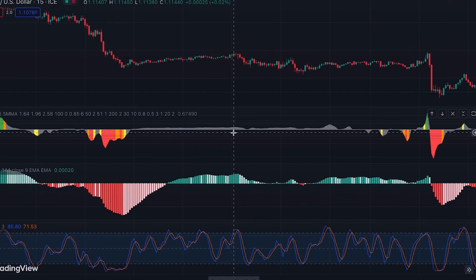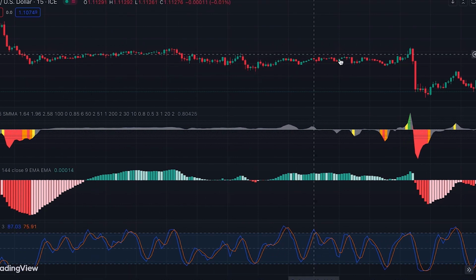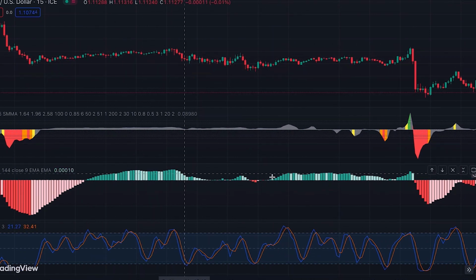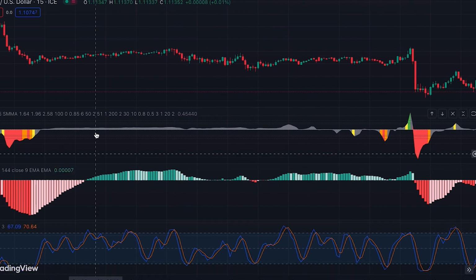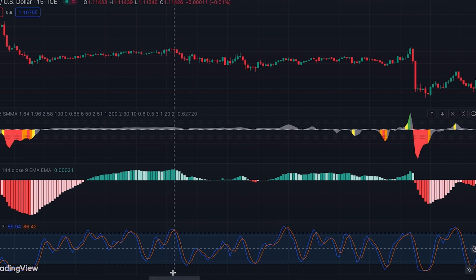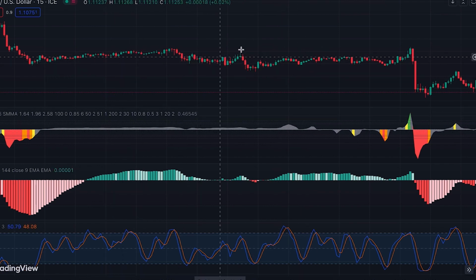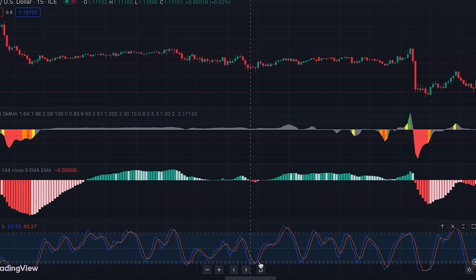Or for another example here, during this range market where the market is completely flat, you can see that the MACD histogram is showing uptrend, and all of these buy signals are false signals. But when we have this indicator, it will help us to filter these false signals because we know that when it's gray for an extended period of time, it means that the market is not trending. So we could easily avoid these false signals.